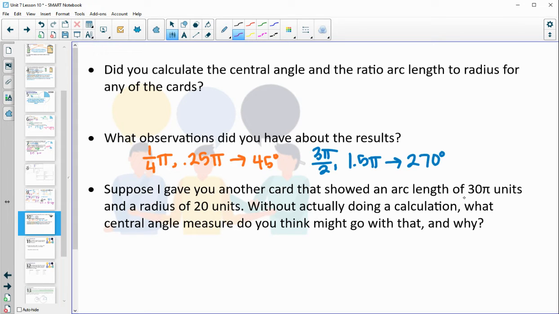So suppose I gave you another card that had an arc length of 30 pi units and a radius of 20. Without actually doing a calculation, what central angle do you think it's going to go with? Since the number in front of the pi is bigger than the radius, it's likely that it's going to go with this one. Here we had the arc length larger than the radius, which gave us more than halfway around the circle, 270. Maybe in your head you know that 30 over 20 simplifies to 3 over 2, which again gets you here.